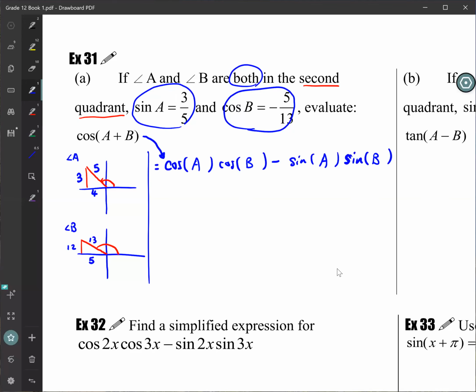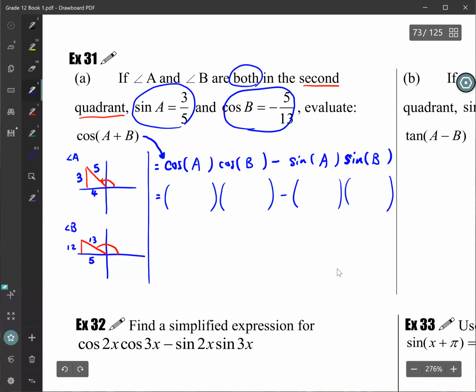Because you don't want to find angle. Angle is going to be a decimal. And the question doesn't ask for what is angle A, what's the angle B, right? It's asking for exact value, right? Cosine A plus B. So once you get here, you can start finding their sides, okay? So for example, cosine A, how do we get cosine A now?